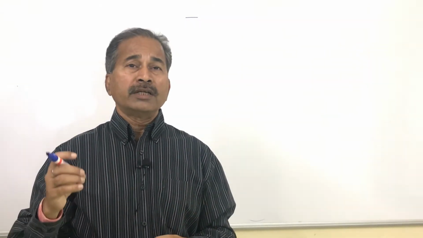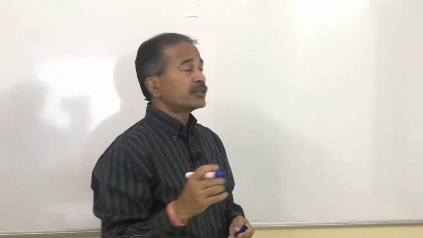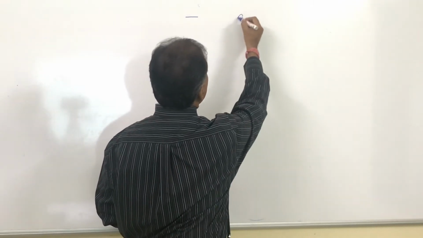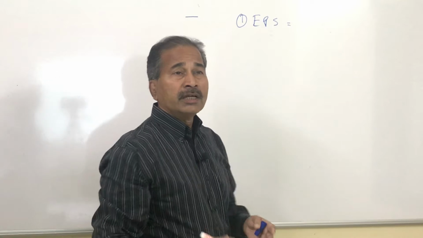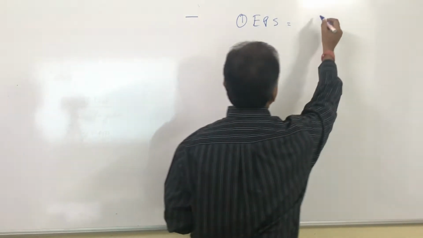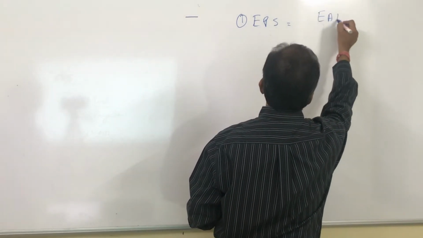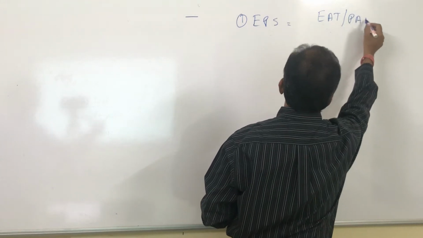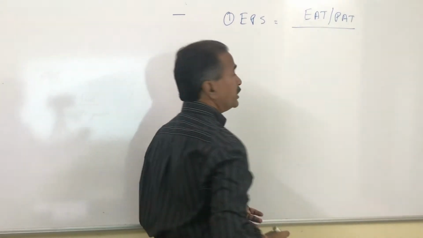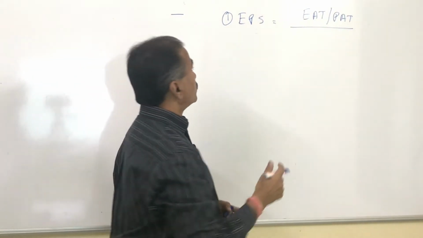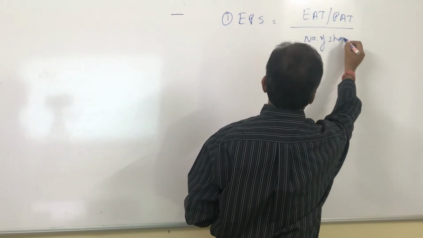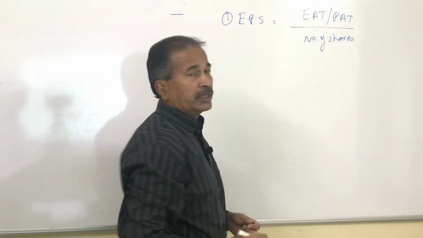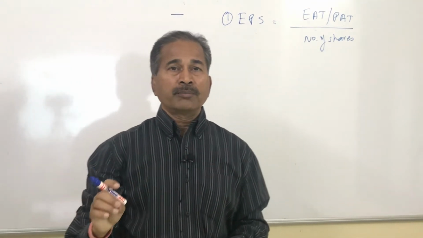So you will calculate earning per share. The first ratio that you calculate is earning per share. How do you calculate earning per share? Take the figure of profit after tax or earning after tax, both mean the same thing. PAT you call it, or you call it EAT, both mean the same thing, and divide this number by the number of equity shares of the company, and this will give you your earning per share.